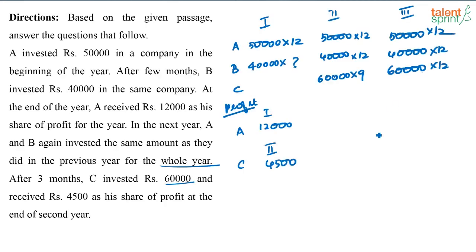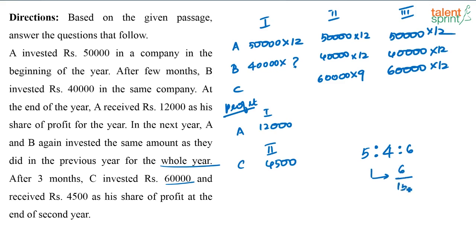So what is C's share in the profit? You can do away with all these zeros and 12 when you find out the ratios. So basically the profit will be divided in the ratio 5:4:6 between A, B and C at the end of the third year. So what is the share of C?